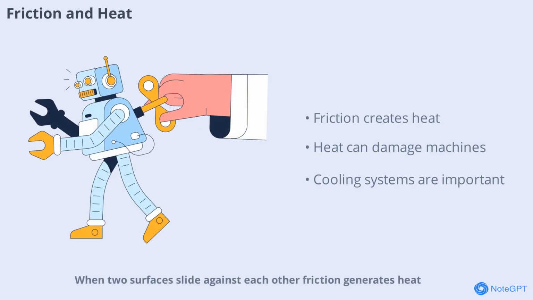When two surfaces slide against each other, friction generates heat. This is why your hands feel warm when you rub them together. In machines, excessive heat from friction can cause damage or even failure. That's why cooling systems and lubricants are essential in engines and industrial equipment. Managing the heat produced by sliding friction is a major challenge in engineering, affecting everything from car engines to computer fans.